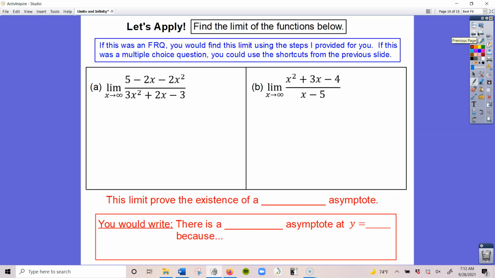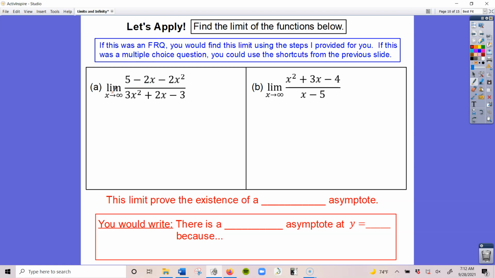So now, let's try this out. If this was an FRQ, you would find these limits using the steps that we talked about in the previous example. However, if this was a multiple choice question, you can use the shortcuts that we used in the previous slide. So we'll do one using the proper method, and then we'll do the other using our shortcuts. So for this one, let's just do the shortcut.